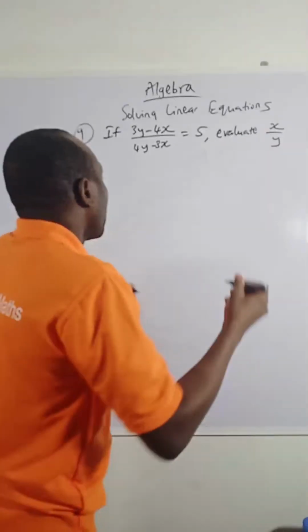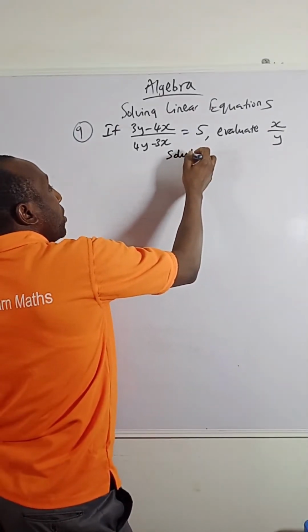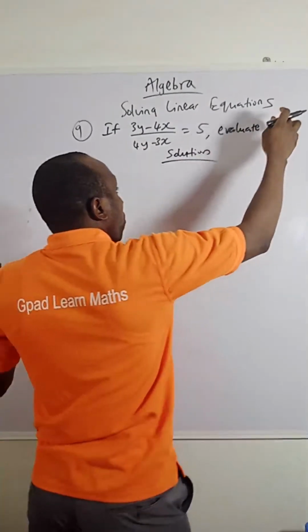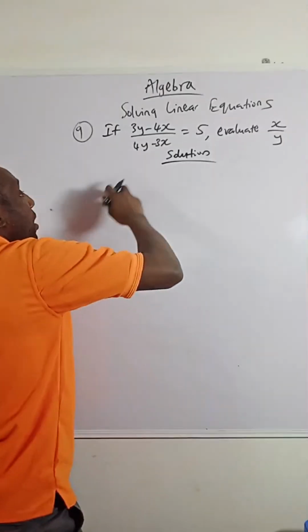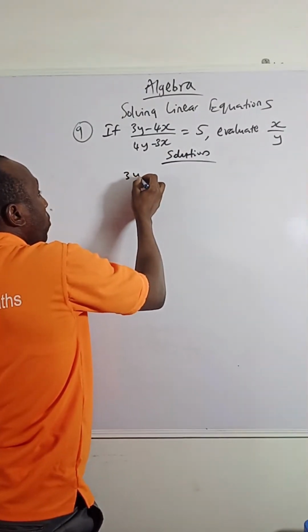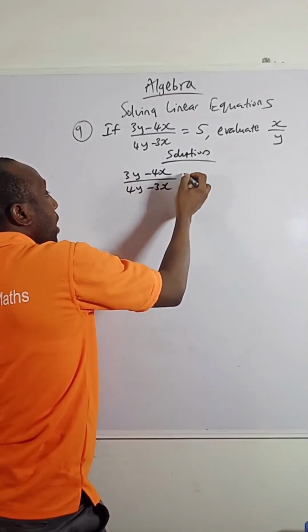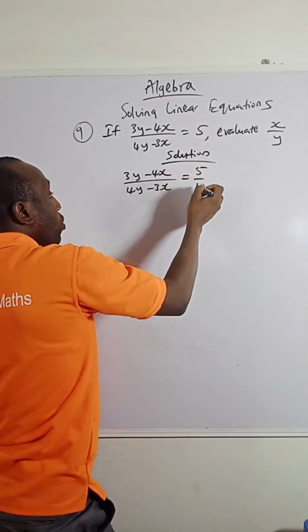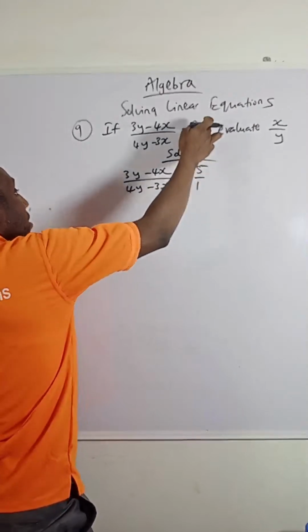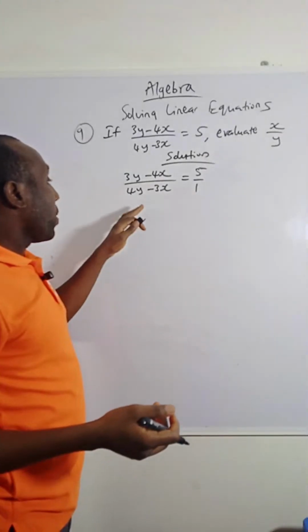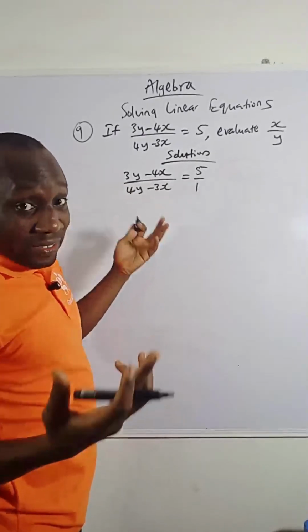Okay, I hope that makes sense. So I want us to solve this equation such that we have x over y on one side. Now, first thing you will do, let me just rewrite the question. I can write this as 5 over 1. I hope you know that. 5 over 1 is the same thing as 5. Like we usually do, I'm going to cross multiply. You can decide to multiply both sides by 4y minus 3x. It's fine, the same thing.